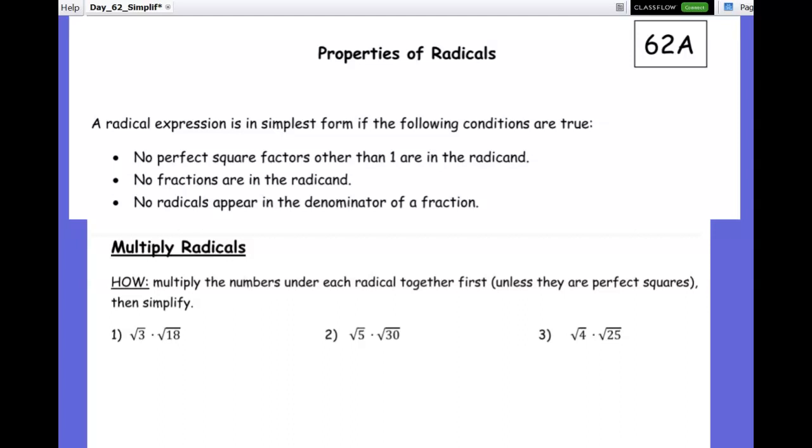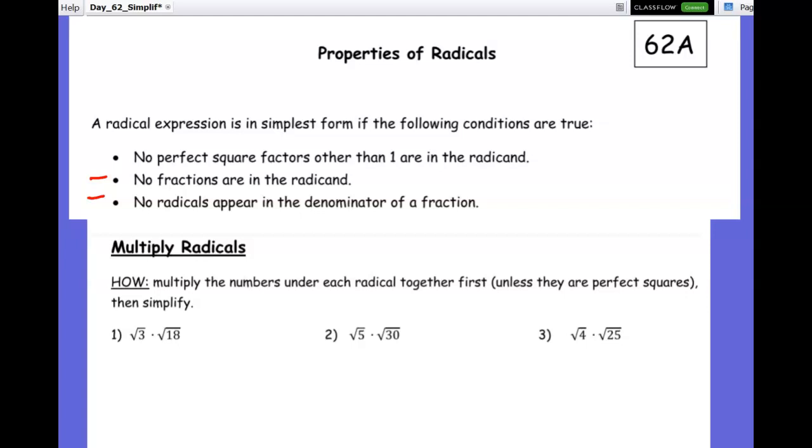So a radical expression is in its simplest form if the following conditions are true. No perfect square factors other than 1 are in the radicand. No fractions are in the radicand, and no radicals appear in the denominator of a fraction. We're going to be focusing on the second bullet points tomorrow, our next class in day 63. But today we're going to start out just by multiplying the radicals and then simplifying, using the method that we learned in day 61.